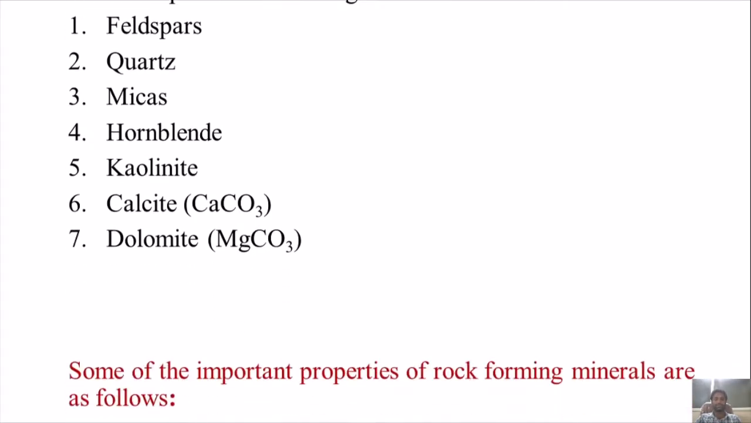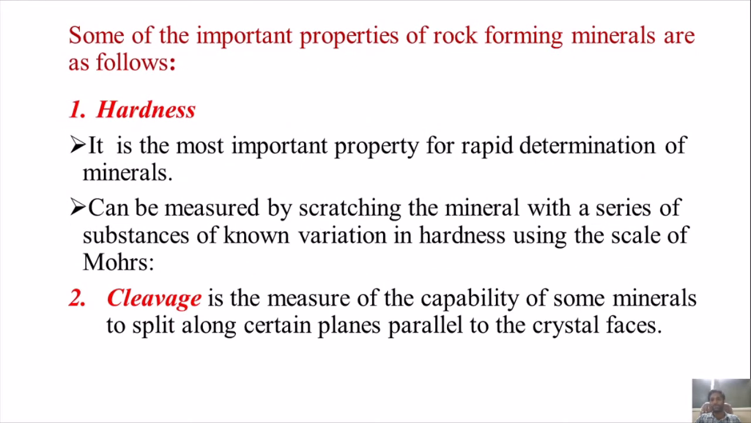Let us take you through some of the important properties of rock forming minerals. Number 1, hardness. Hardness is the most important property for rapid determination. Hardness can be measured by scratching minerals with a series of substances of known variation in hardness, using the Mohs scale. There is a scale called the Mohs scale which helps you do the hardness test, I mean, test the different scratching ability of materials.